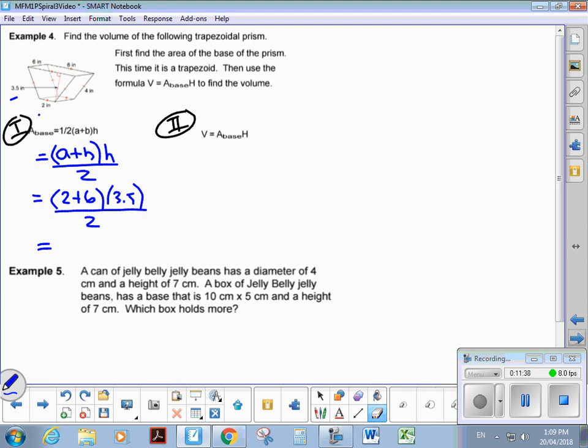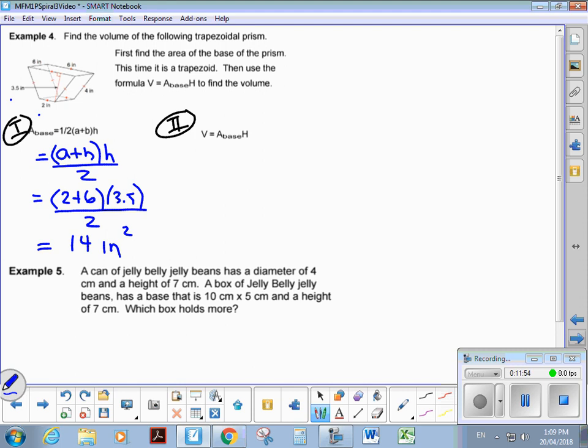Please be careful with the calculator here. You need to do that addition first. So 2 plus 6 is 8. Then we multiply by 3.5. Then we divide by 2. We find we have a face area of 45 inches squared.